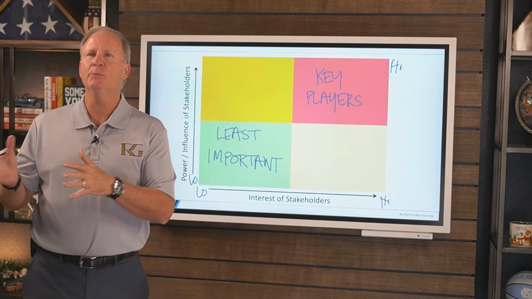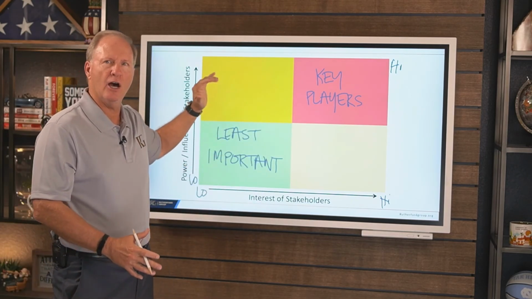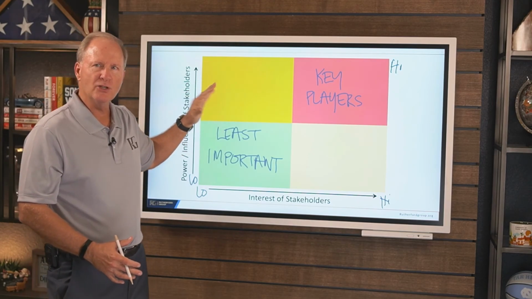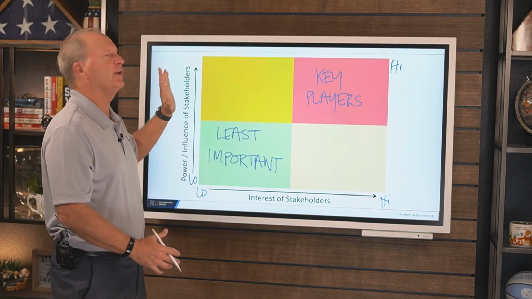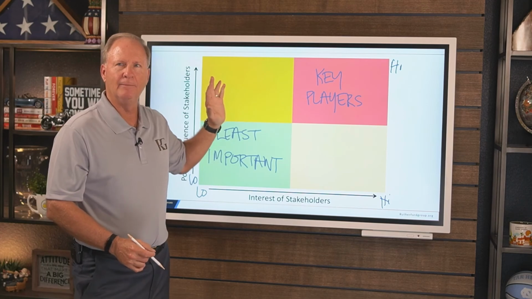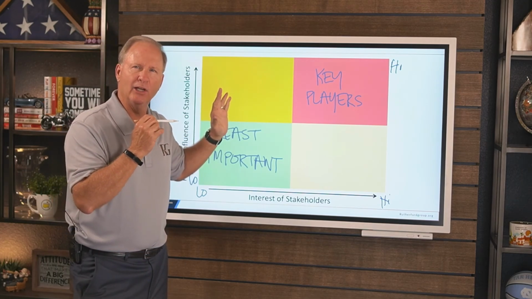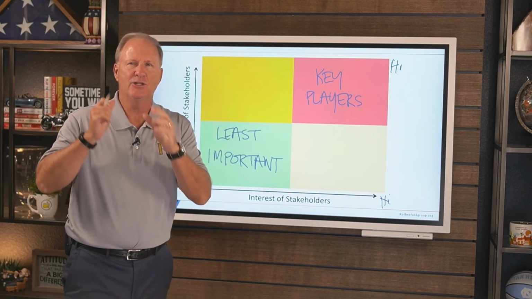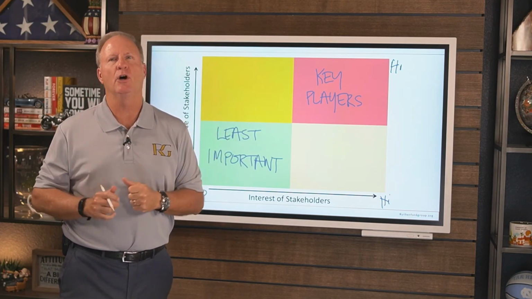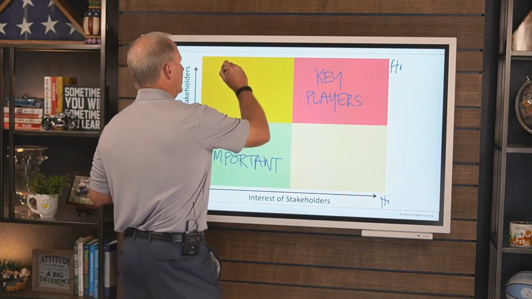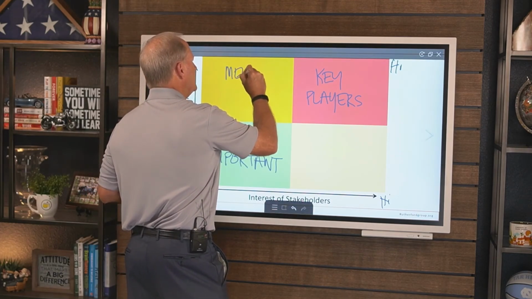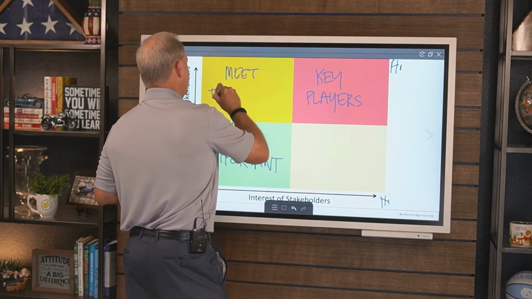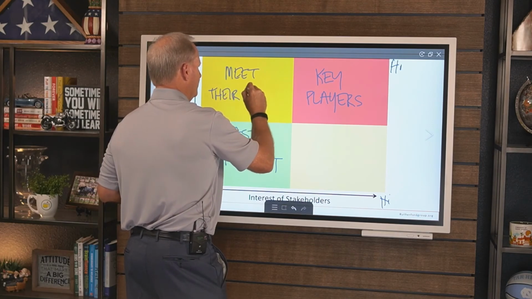So then the next thing that we look at is those that are in the upper left-hand box. Now, these are people that have high influence, right, and low interest, but they must have their needs met as they're powerful enough to really cause you problems. So our goal here is to really meet their needs.